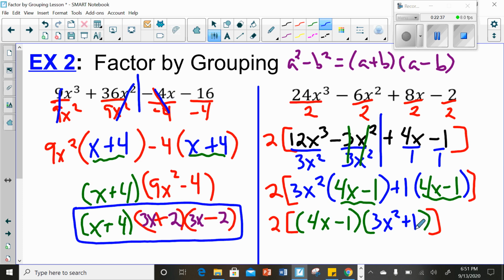And then look at your parentheses and make sure it's fully factored. Although 4 is a perfect square and 1 is a perfect square, this is not an x squared. So this does not factor as the difference of 2 squares. This is done, fully factored. And then this is not the difference of 2 squares. So we are 100% factored.